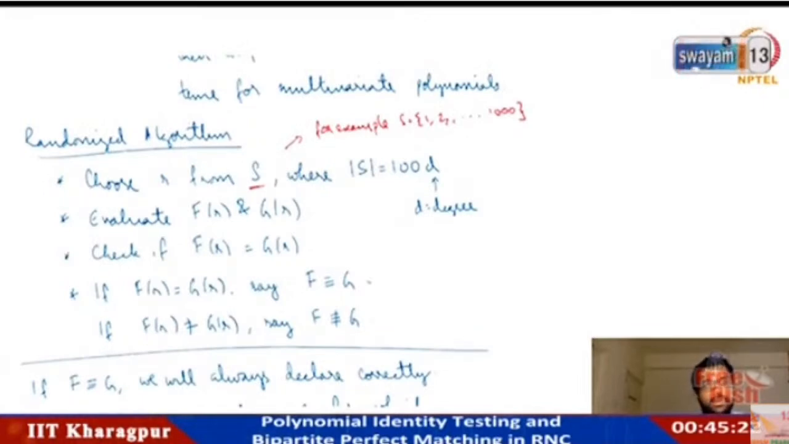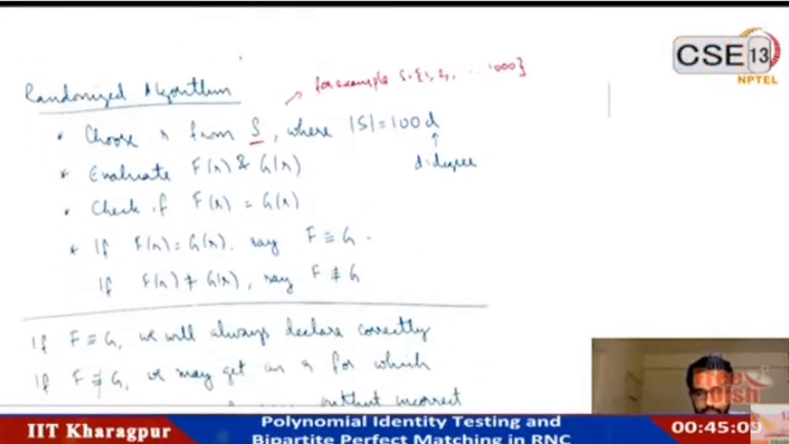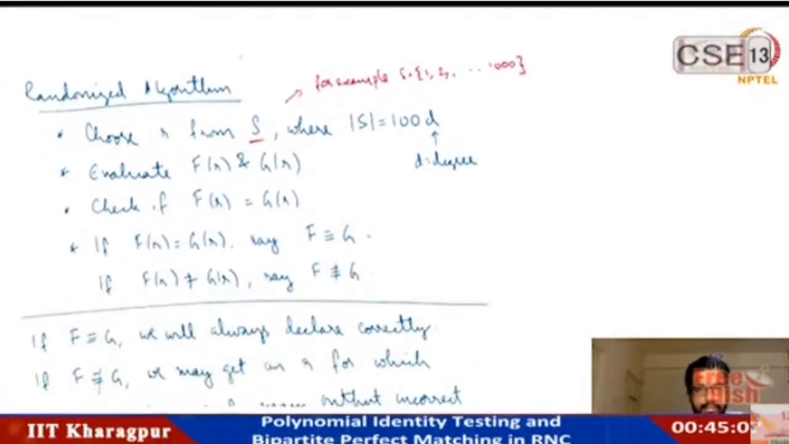And if the evaluations happen to be the same, you say the polynomials are equal, right? And if the evaluations are different, then you say the polynomials are not identical, right? So this is the algorithm. This is a very simple randomized algorithm.